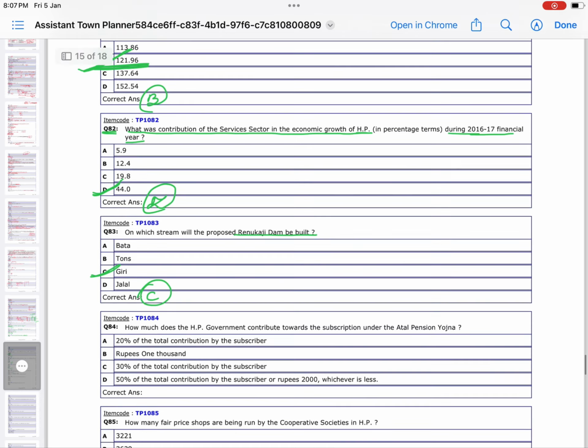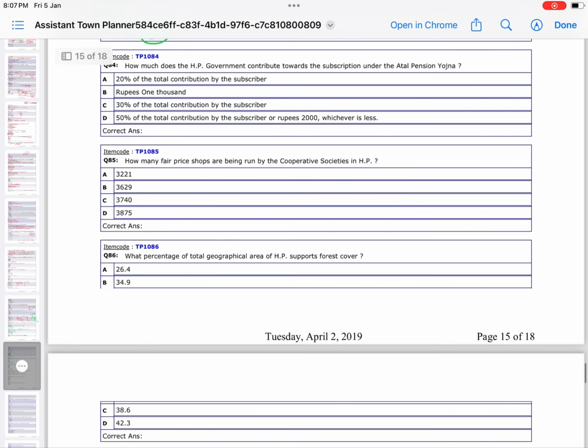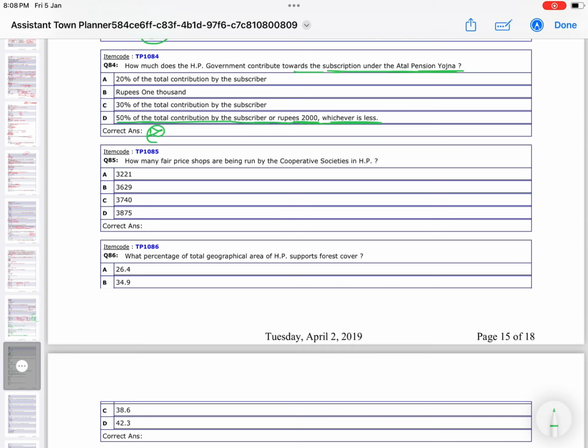How much does the HP government contribute towards the subscription under Atal Pension Yojana? Under this, they give 50 percent of the total contribution by the subscriber, or rupees 200, whichever is less, towards the subscription under the Atal Pension Yojana. Coming on to question number 85. How many fair price shops are being run by cooperative societies in HP? There are 3,021.